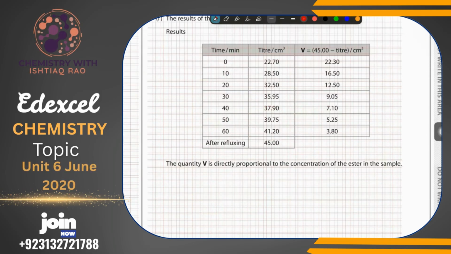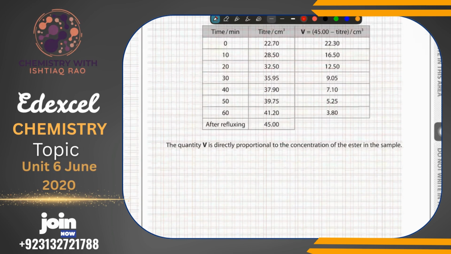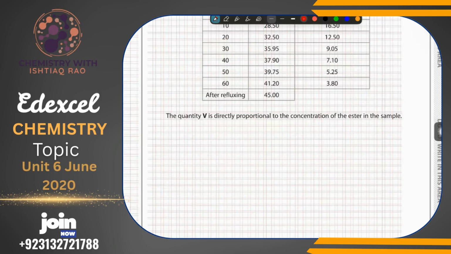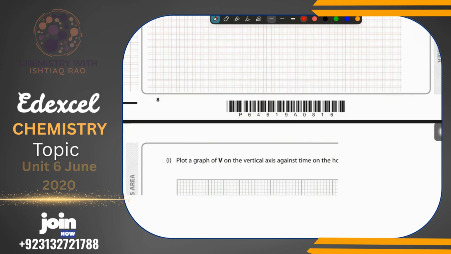Now, the results of the experiment are shown. Results. The quantity V is relatively proportional to the concentration of ester in the sample, plotted with a graph.